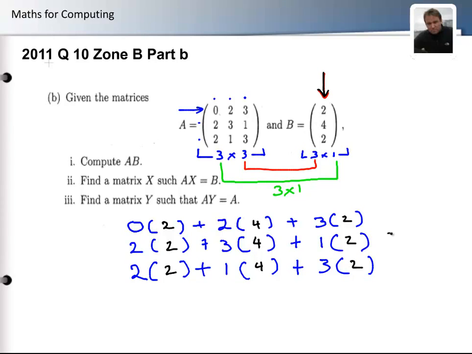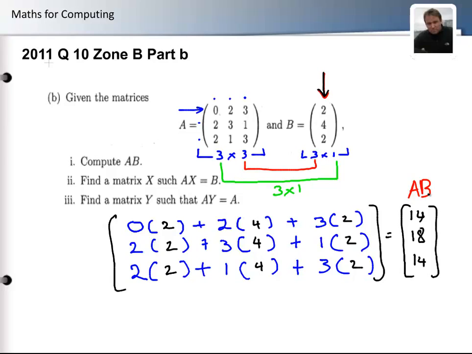So what is the answer? Let's round them all up. So we have 14, which is 0 plus 8 plus 6 is 14. 4 plus 12 plus 2 is 18. 2 plus 4 plus 8 is 14. So A times B, that is AB there.